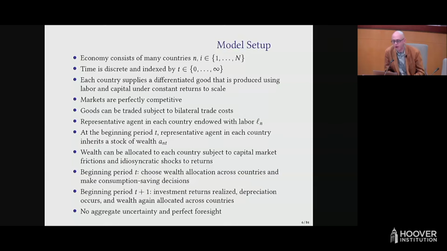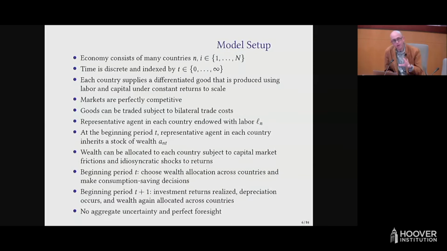Goods are differentiated by country of origin. However, having said that, the trade module of this model is completely standard and holds in any trade model, the entire class of trade models where you have a constant elasticity gravity equation.